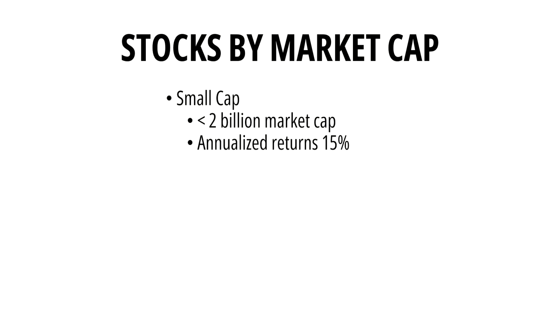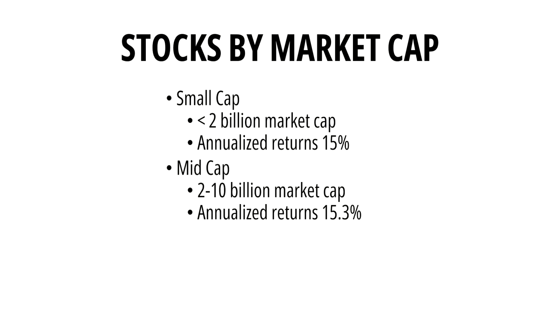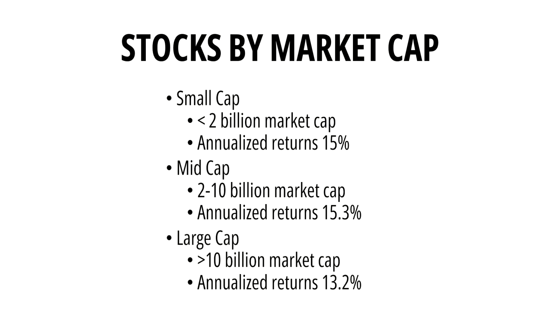The annualized returns are good, 15% over the history of small cap stocks and data that's been tracking the returns. Now, mid-cap stocks in general are medium-sized companies with a market cap of about $2 to $10 billion. These companies usually are mostly profitable, and they have got good annualized returns of 15.3% over the period that performance has been tracked. Now, large caps in general are the biggest businesses in the market, and these usually have more than $10 billion market cap.